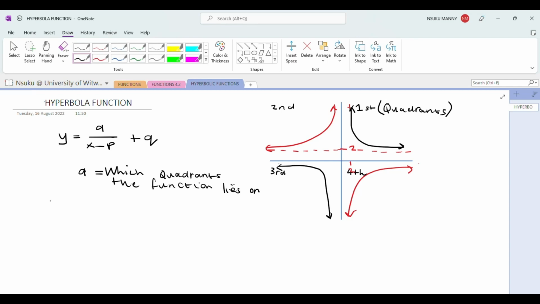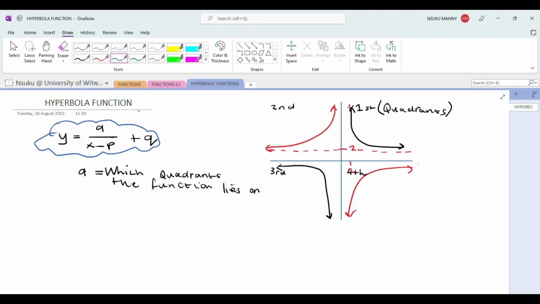So our general formula for a hyperbolic function is this one right here. Let me just use a different color. It's this one. This is our general formula for a hyperbolic function. So A right here at the top basically tells us which quadrants the function lies on, right? So we know that a hyperbolic function has two graphs.